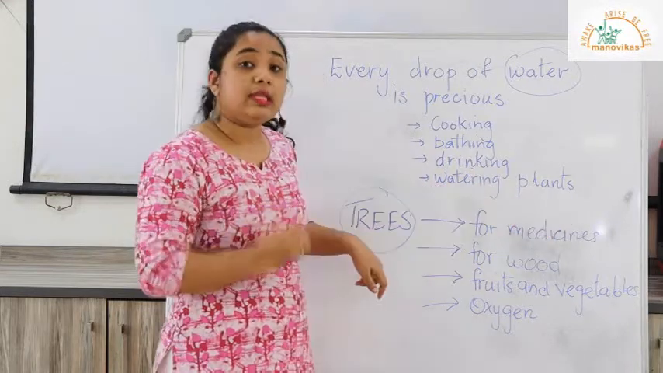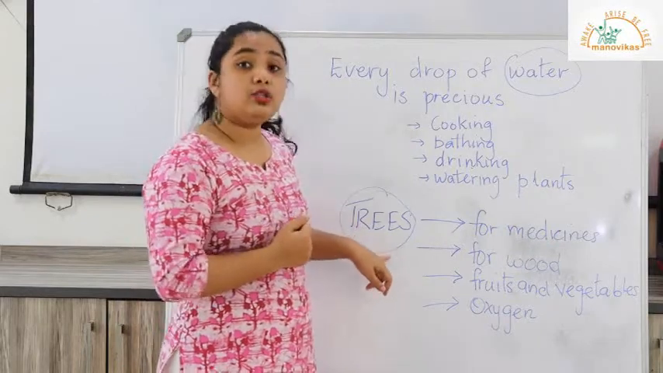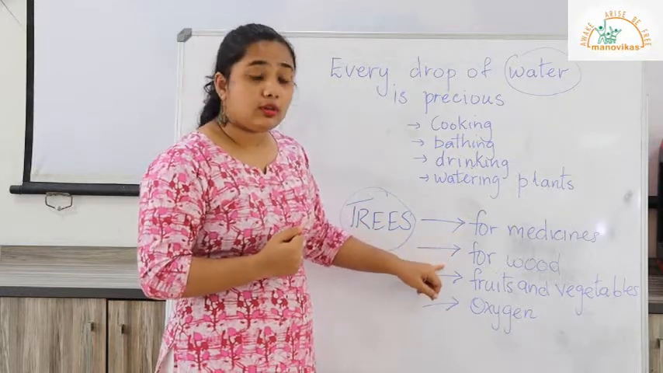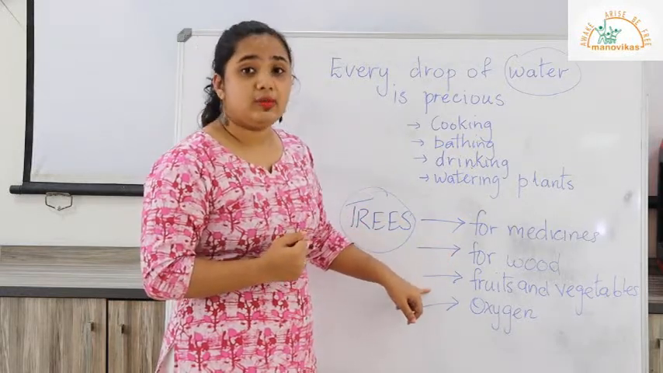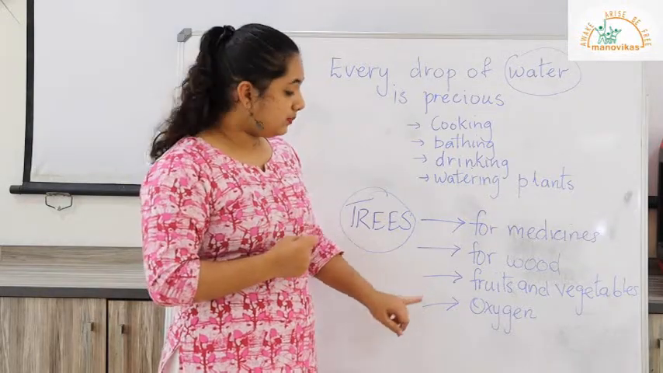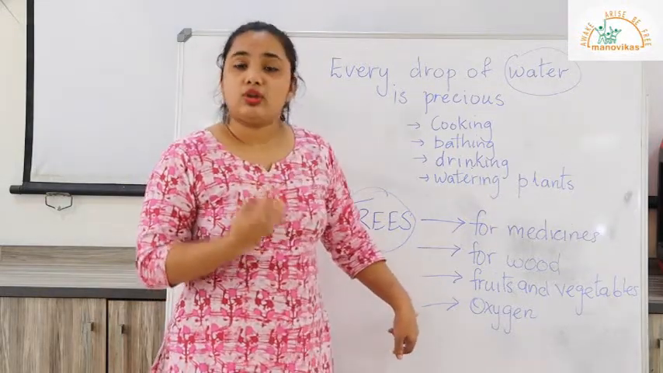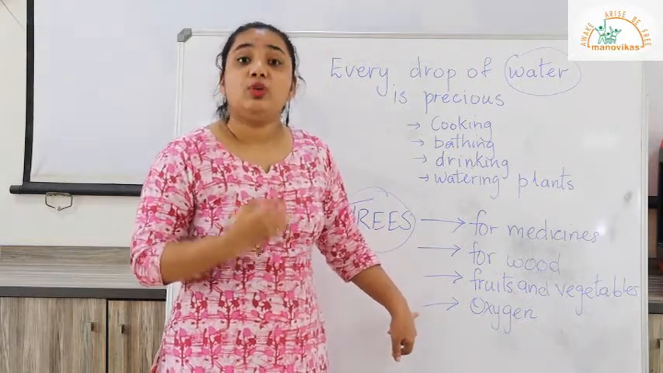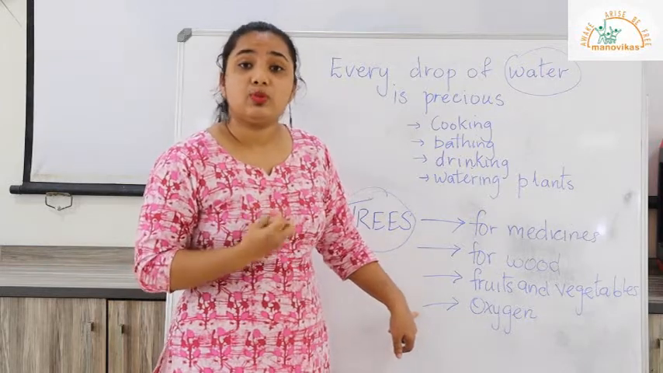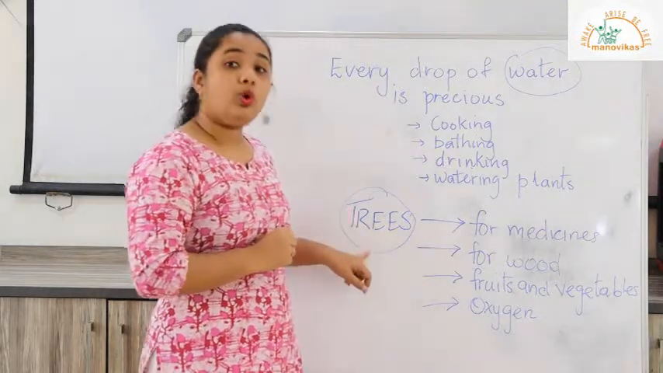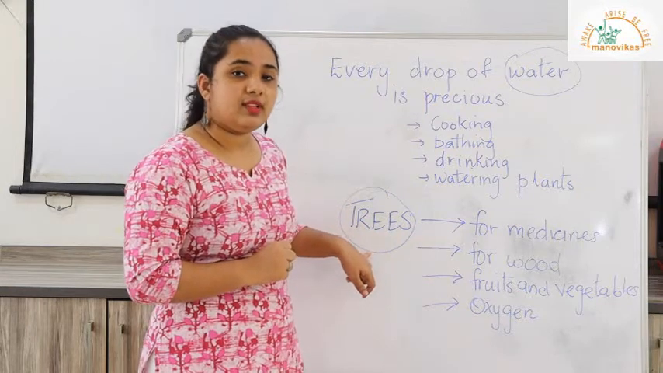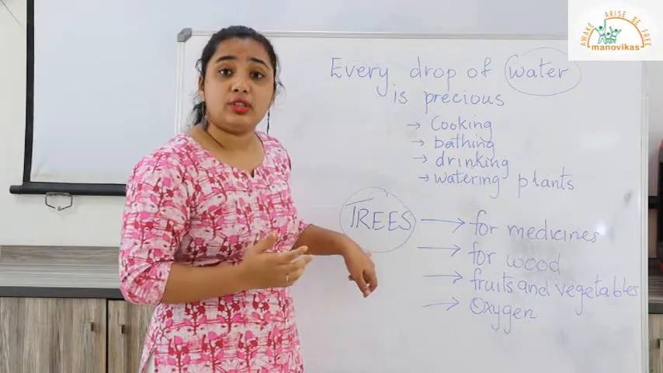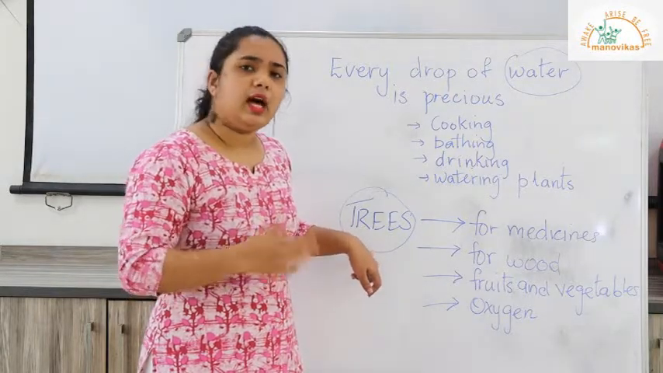Another reason that leads to pollution is the loss of trees. We need trees for medicines, for wood, for fruits and vegetables, that is the food we get from plants, and oxygen. We need oxygen in the air to breathe, and oxygen cleans the air so that we can survive better in this world. But what do we do to these trees? Do we keep them safe and sound? No, we cut these trees for other purposes like construction, making furniture, and other reasons.